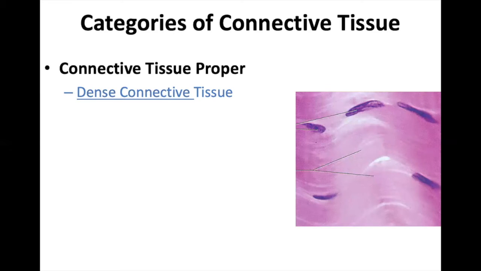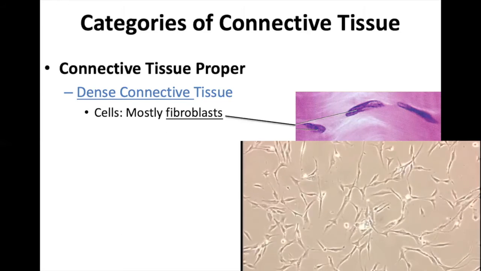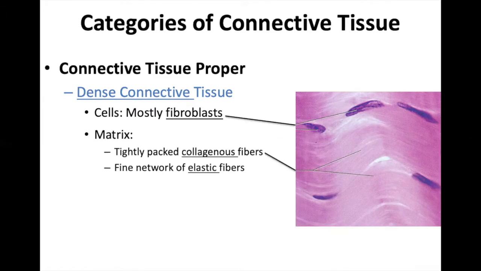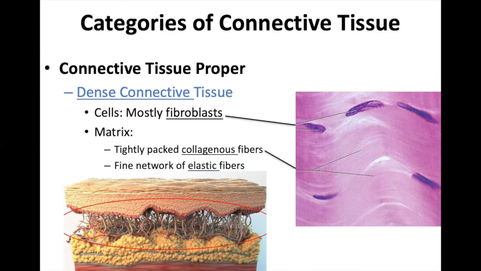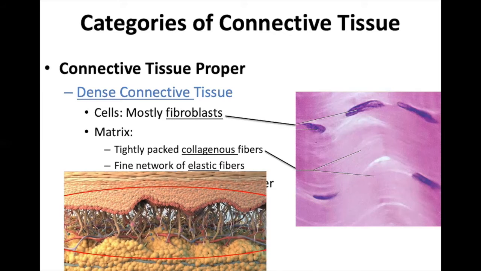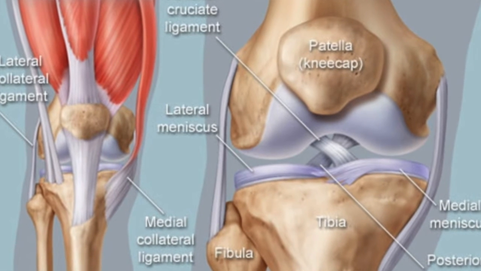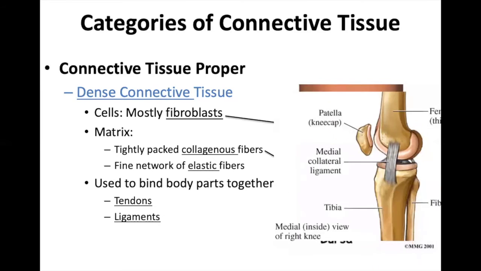And your third kind of normal, regular connective tissue is your dense connective tissue. The cells that make it up are mostly fibroblasts because it's so dense, because it has just so many fibers. The matrix is going to be very tightly packed full of these collagenous fibers. It's very hard for them to move around. A fine network of elastic fibers give you a little give. But this is going to be used to bind your body parts together. This is going to be the tendons and the ligaments we were talking about.